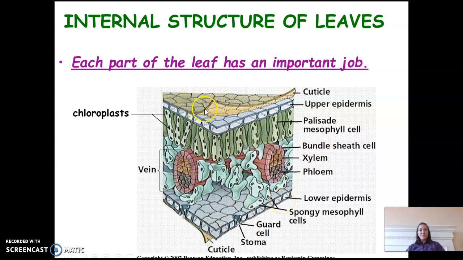So the cuticle can be very thick, depending on the plant, or thin. Thick cuticles are characteristic of plants that live in dry environments. Below the upper epidermis, we have palisade mesophyll cells. Meso means middle and phyll means leaf. So these are middle of the leaf cells. And they're kind of squiggly in shape here. They can vary in shape, but they are typically columnar, column shaped.